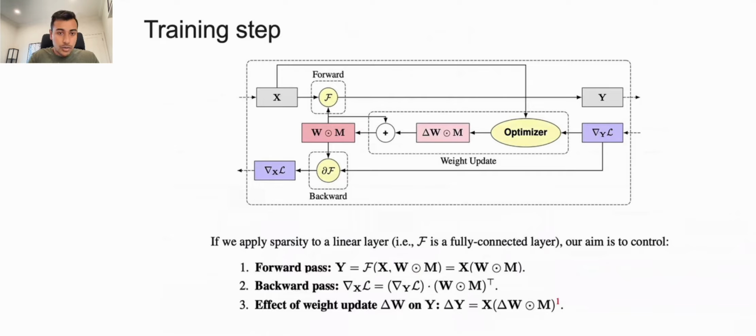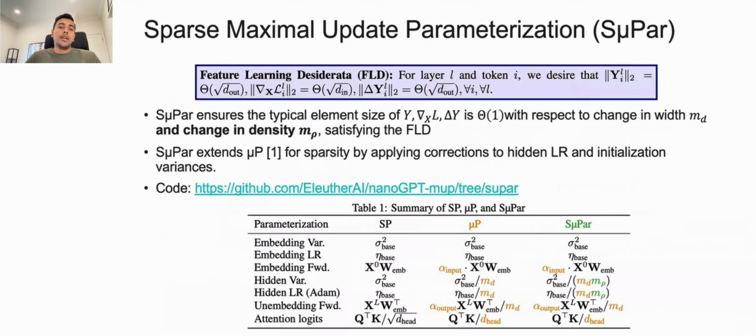There's 3 operations that we need to control to achieve this effect. So we have the forward pass, the backward pass, and the effect of the weight update on the output activations of some layer. So the sparse maximal update parameterization controls each of these 3 operations as you change both the width of the model as well as changing the density of the model, satisfying the feature learning desiderata. If you look at this table that we have here, you can see the green highlights the SuPar changes, and it's really just a very simple extension on top of μP. And we have a code implementation for this as well, released in the NanoGPT μP repo on a branch.